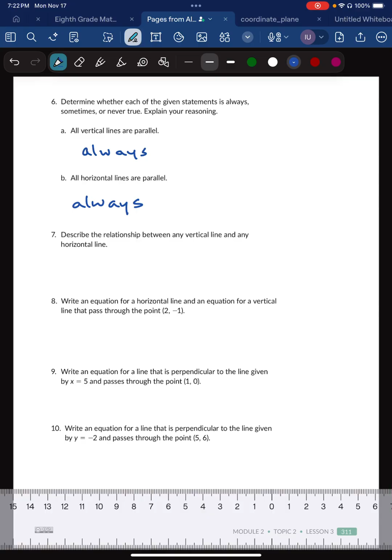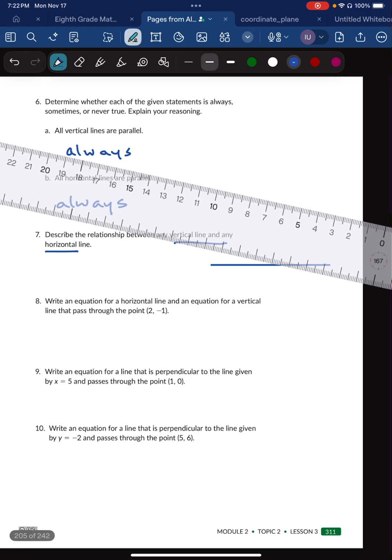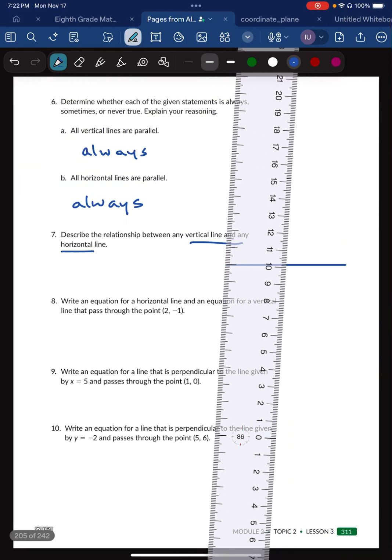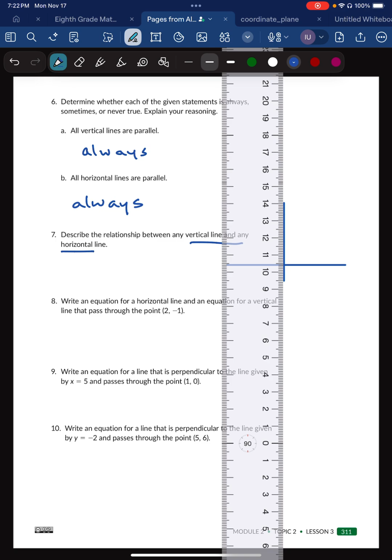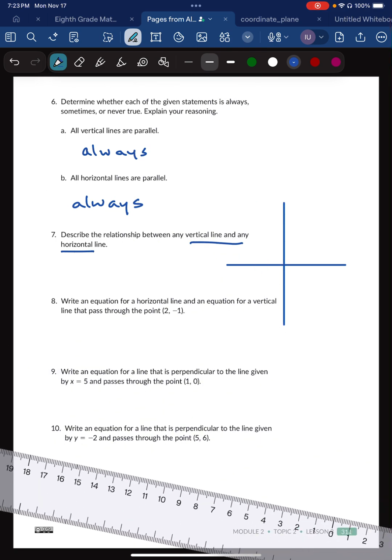Describe the relationship between any vertical line and any horizontal line. So if we had a horizontal line and an exact vertical line, like we do on the coordinate plane when we're having just a blank coordinate plane, then those lines will be perpendicular. And I'll spell it out this time. They will, sorry, my dog is playing with me and I can't write and do this at the same time. They will be perpendicular.